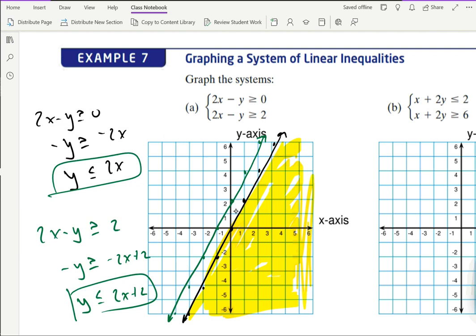Let's do between these lines. Let's do maybe 0, 1. So 0, 1, 0 minus 1 is -1, and that is not bigger than 0, so that doesn't count. Let's use a point over here. Let's use 2, 0. So 4 minus 0 is bigger than 0, and 4 minus 0 is bigger than or equal to 2. So we do have it.